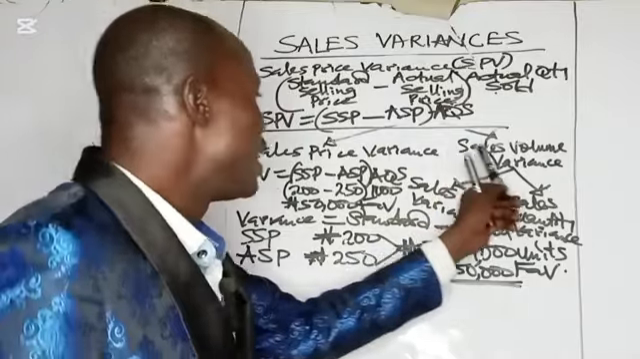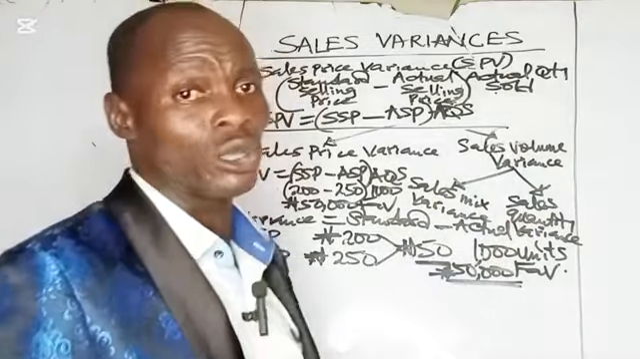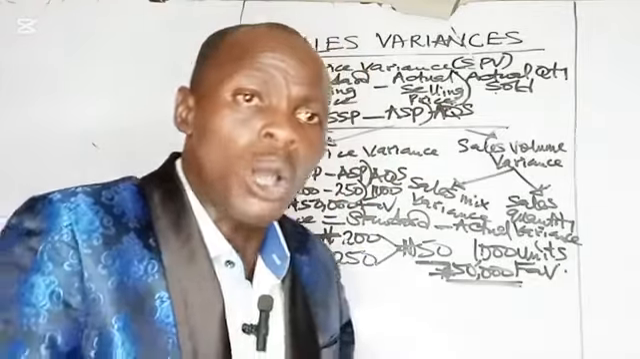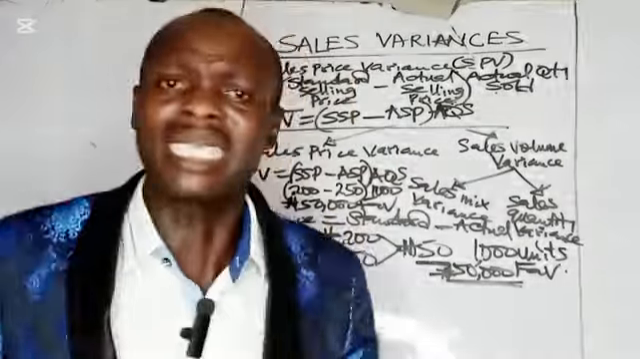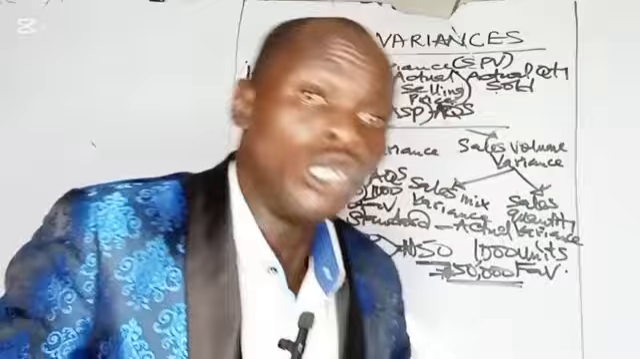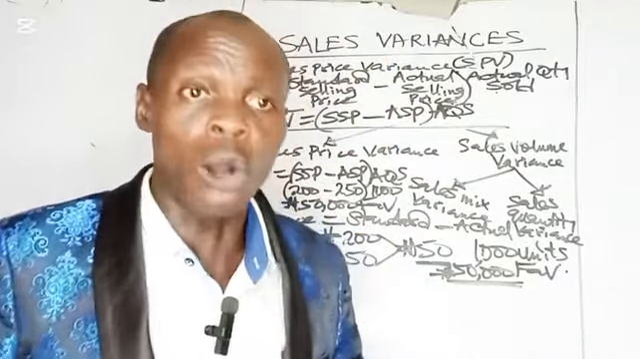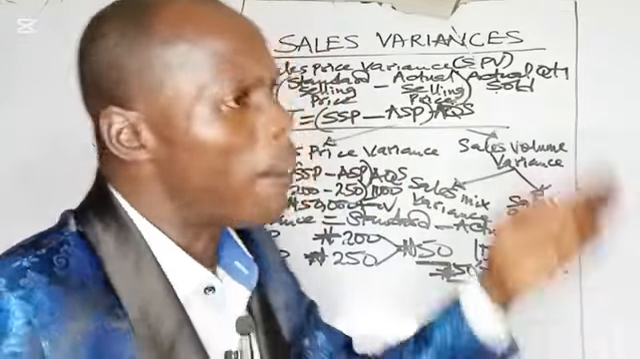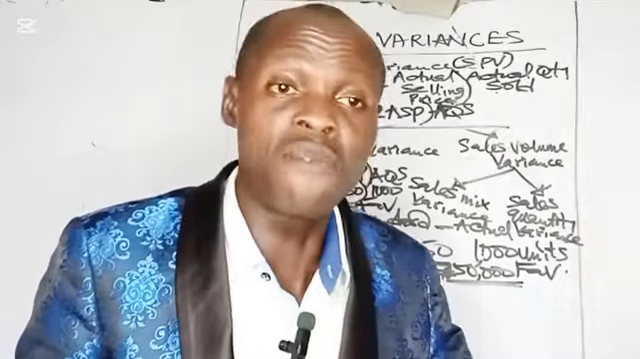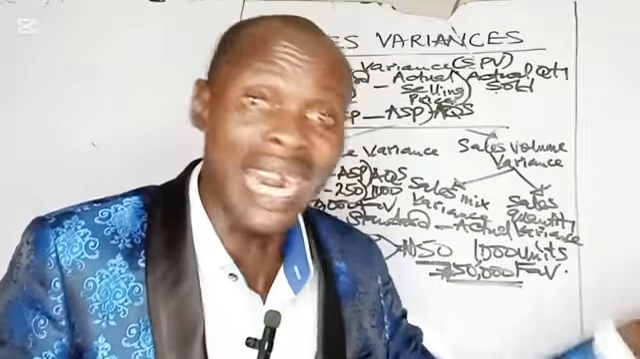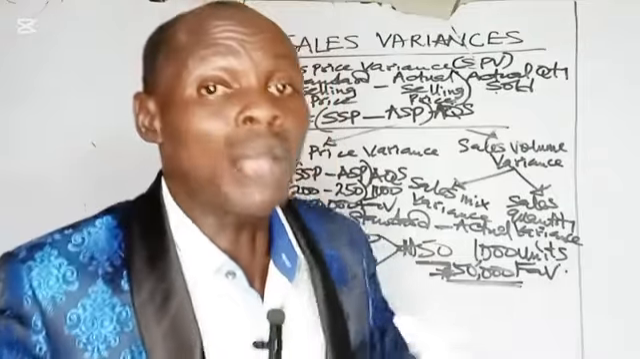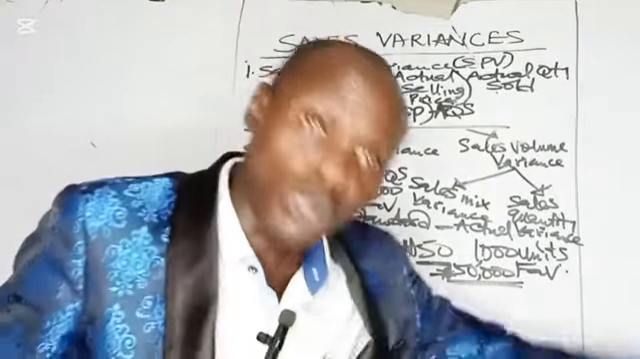Remember, the second variance is sales volume variance. When you are referring to volume, you are talking about the quantity. So we used to budget for the quantity to be sold. You might budget to sell 1,000, and you may actually sell either higher or lower than 1,000. If you budget to sell 1,000 and you ended up selling 1,200, that means you are having a favorable volume variance of 200. So when calculating the sales volume variance, you want to compare your budgeted quantity with your actual quantity sold.